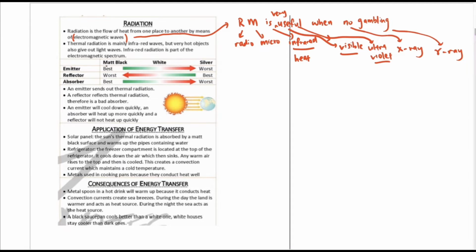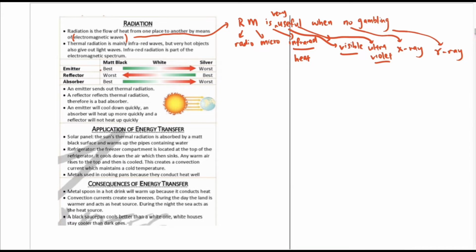Okay. So what kind of material can be the best emitter? It is matte black. Matte means not shiny. So the black color object that is not shiny is the best emitter. It can release heat to the surrounding at the highest rate compared to other color objects.